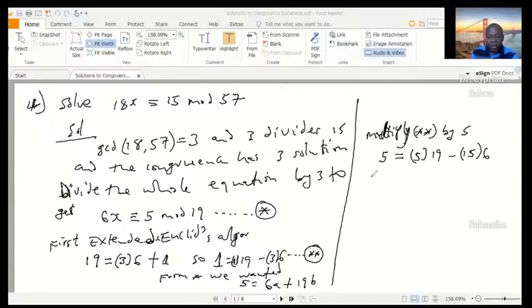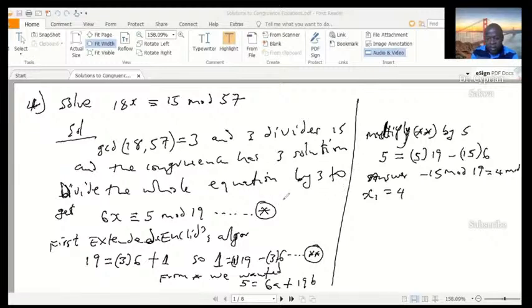In other words, the solution to the question is negative 15 mod 19. But this is negative. Let's make it positive. This would be 4 mod 19. So that means our first answer x1 is 4.